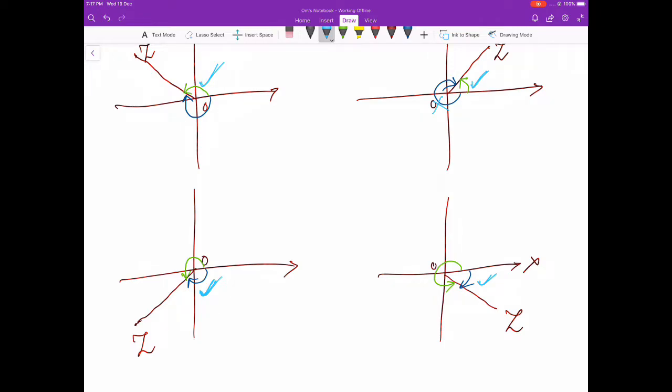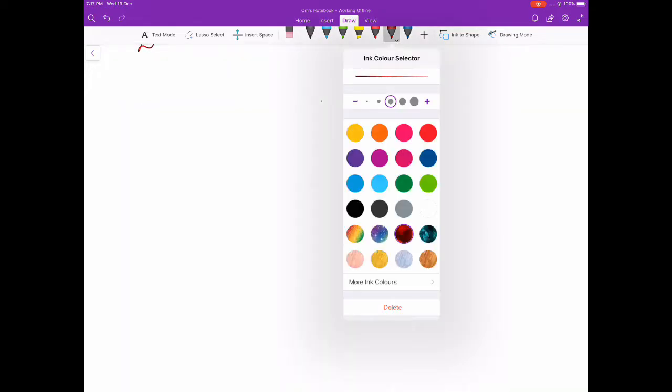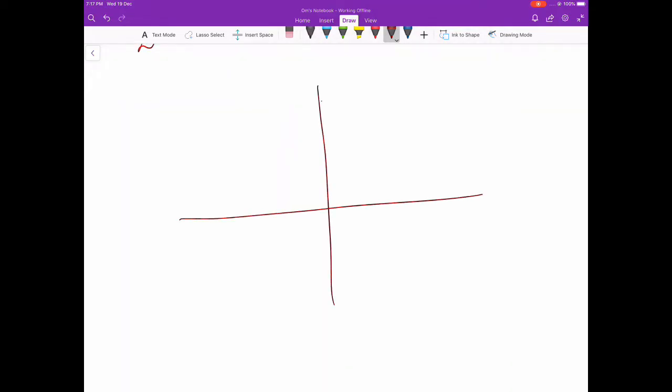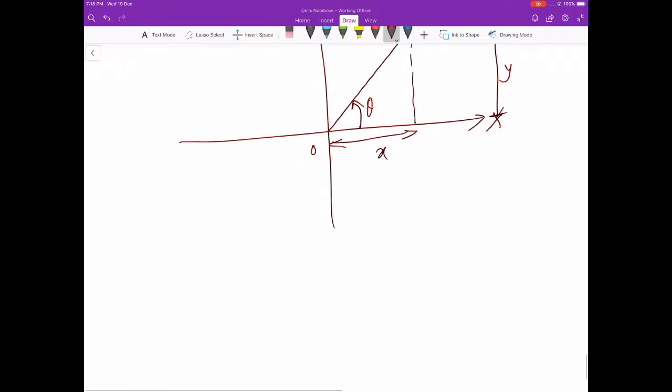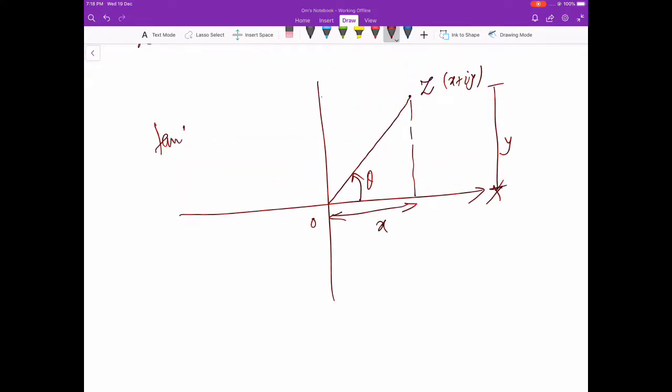But let's see how to calculate these angles. Suppose I have the complex number z here. When I join this, I get this theta. You have to calculate this theta. Suppose z is x plus iota y. So I can say this distance is x and this distance is y. Now I can say tan theta is equal to mod of y upon x. Actually here mod was not required, but to keep the symmetry I am using mod here.